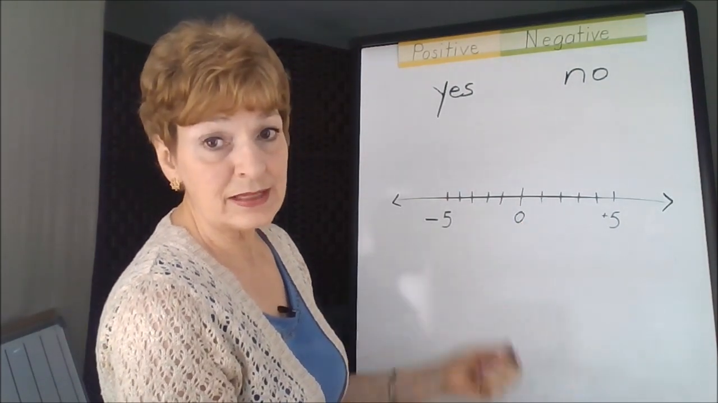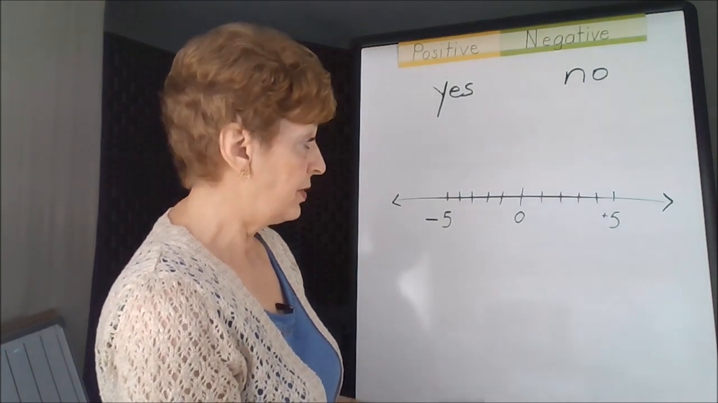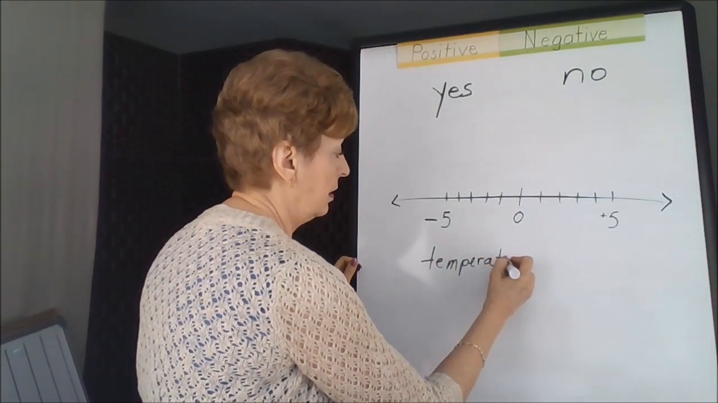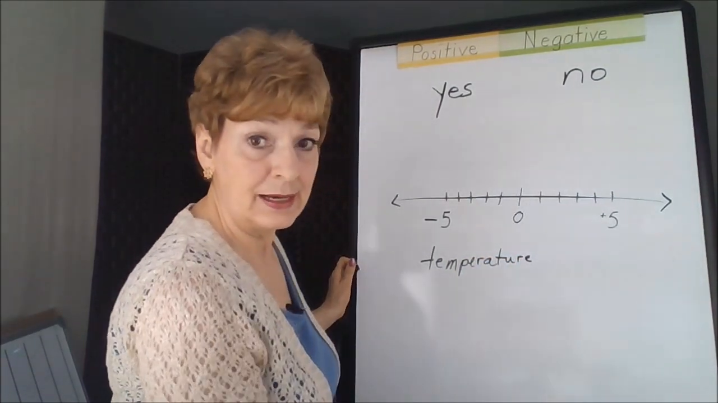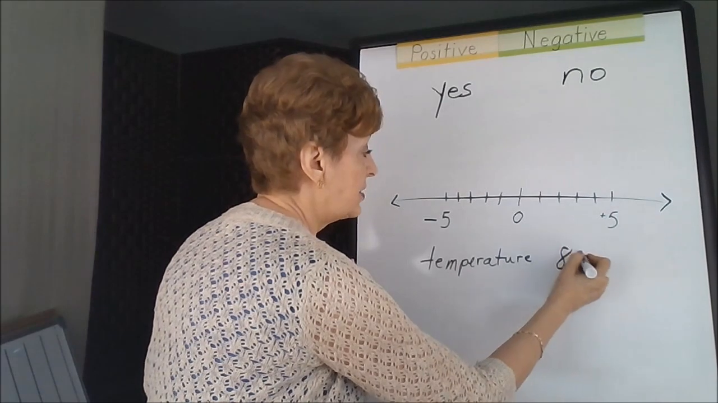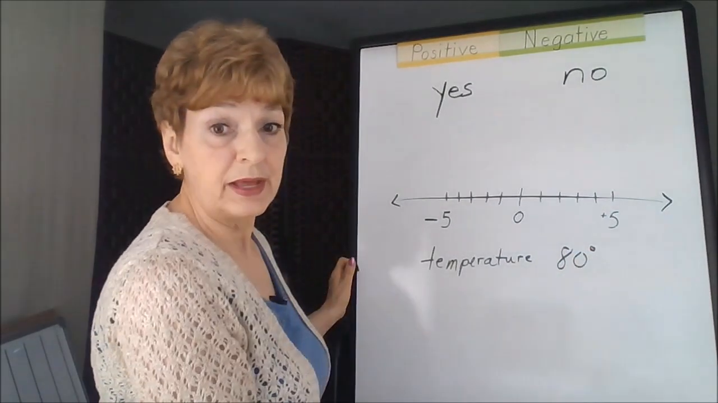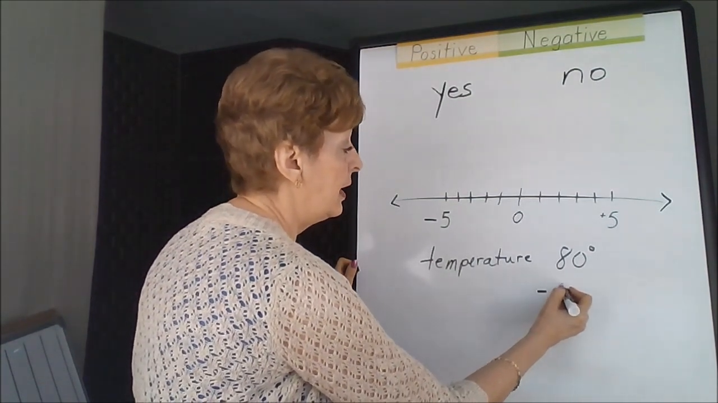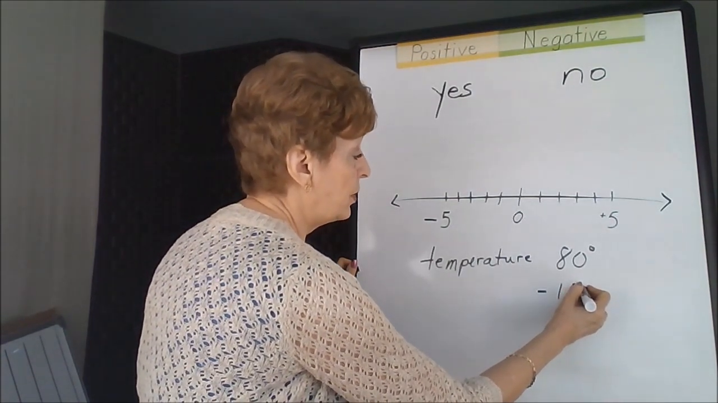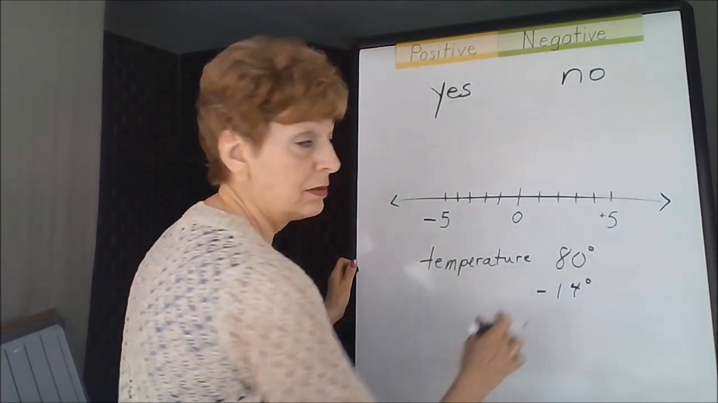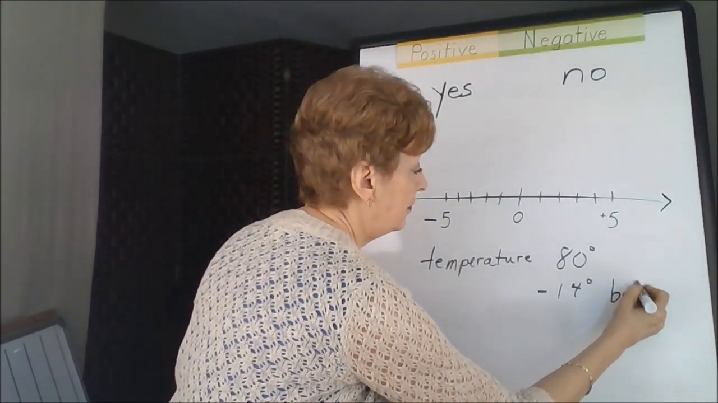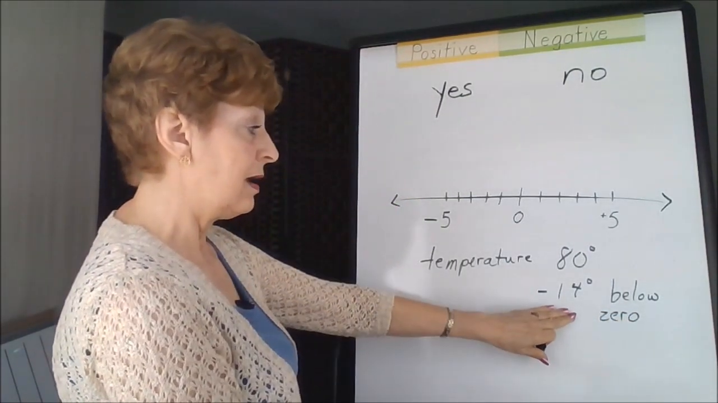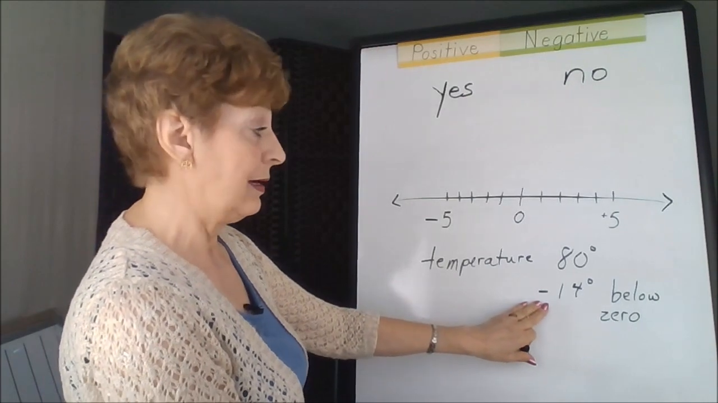You also have a concept of positive and negative with temperature. Perhaps it is 80 degrees outside today where you live. But in the wintertime, perhaps the temperatures can go to 14 degrees below 0. Another way to say 14 degrees below 0 would be -14.